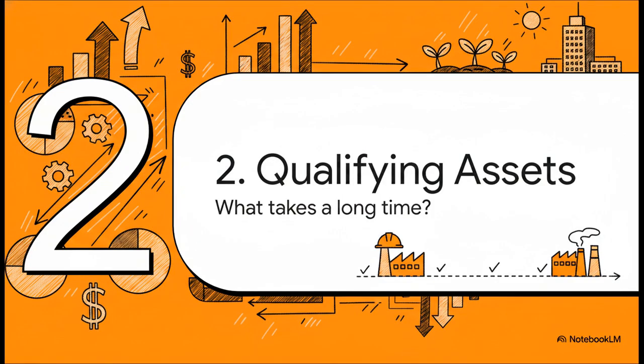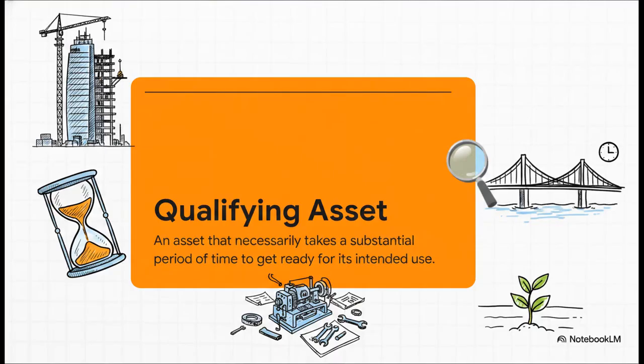Moving on to Section 2, Identifying Qualifying Assets. What exactly counts as a substantial period? Everything really hinges on this specific term of art, the qualifying asset. That is, an asset that necessarily takes a substantial period of time to get ready for its intended use or sale. That substantial period is your central gateway. If you buy a delivery truck and just drive it off the lot today, that's not a qualifying asset. It literally has to be something that takes significant time to build or prepare.